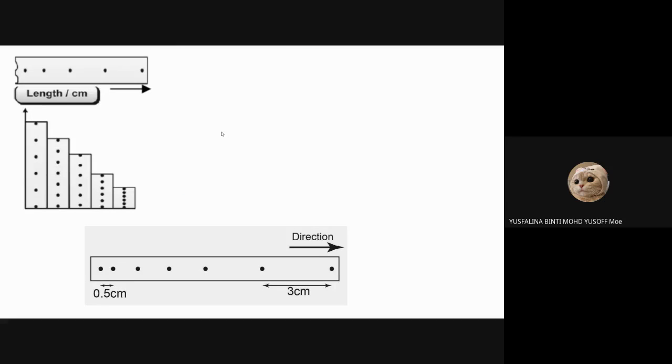Okay, here the direction of motion is also to the right, and then you can see the distance is decreasing. So again, we use the formula V is equal to S over T. The displacement is decreasing, so V also should decrease. So this one is velocity decrease.